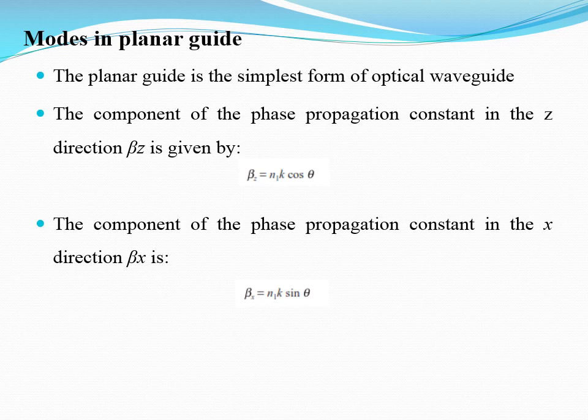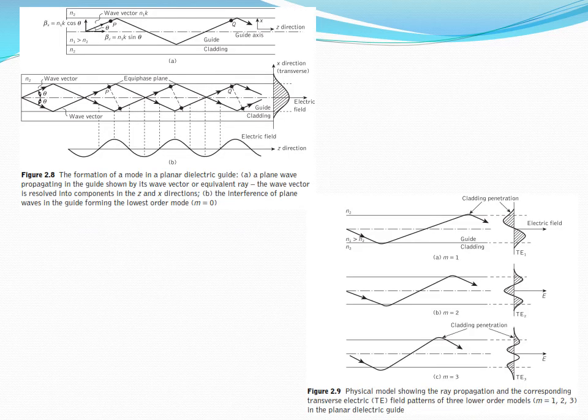Similarly, the phase propagation constant in the x direction is denoted as beta x. Beta z is equal to n1 k cos theta, and beta x is equal to n1 k sin theta. One is the cos component, one is the sine component; one is the horizontal component, one is the vertical component. Here we can see that this is the horizontal component.